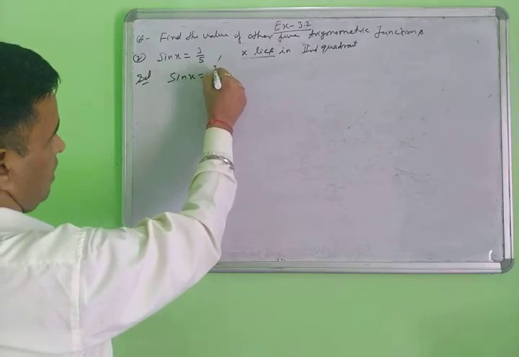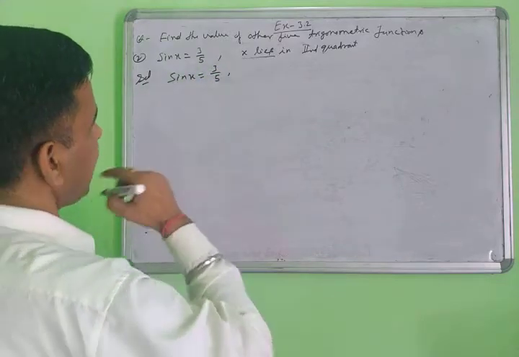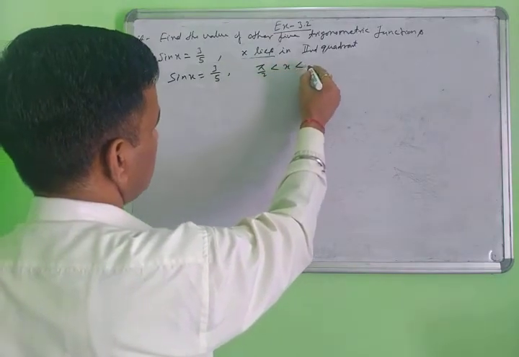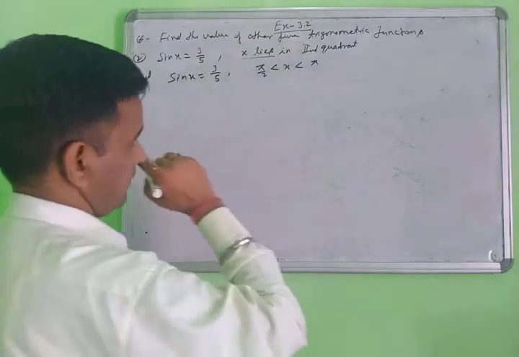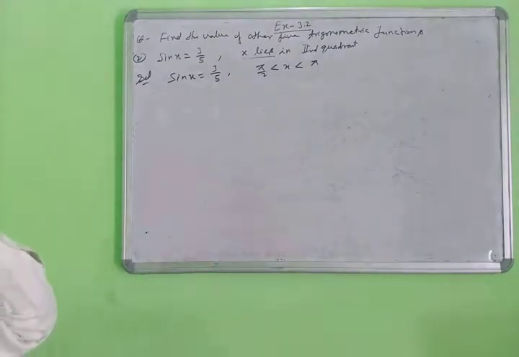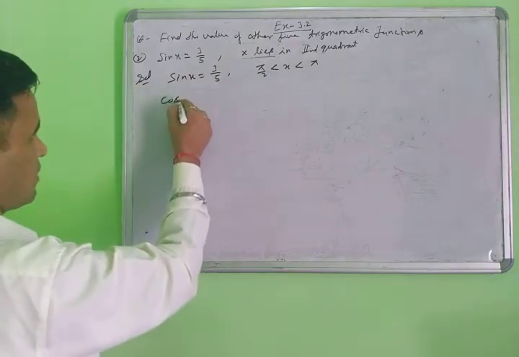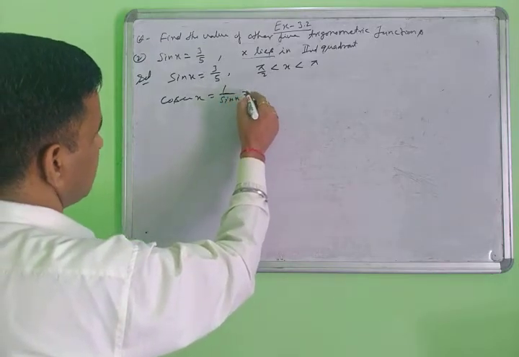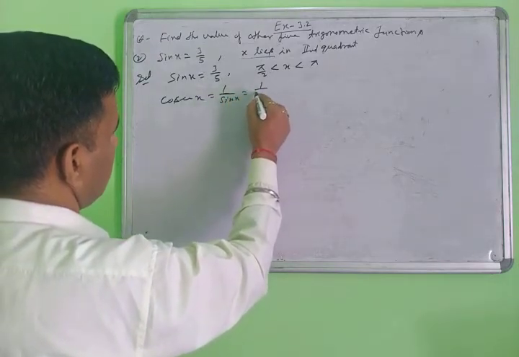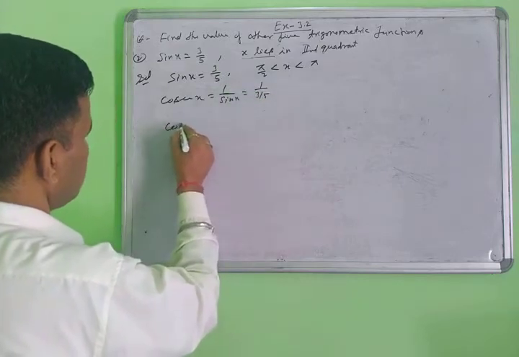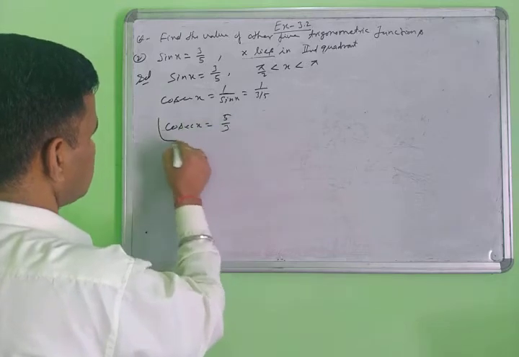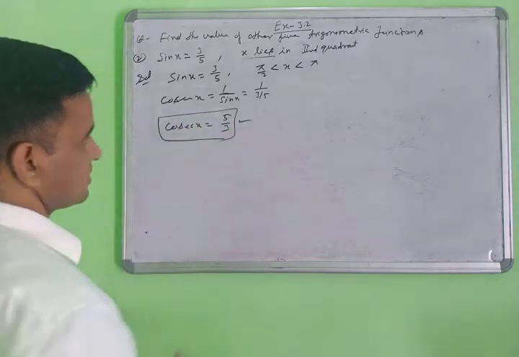Sin x equal to 3/5, where x lies in the second quadrant, means this will be pi by 2 is greater than x less than equal to pi. This is the second quadrant. So now look here. First value, cosec x equal to 1 upon sin x. 1 upon sin x equal to 1 upon 3/5. That means what value of cosec x? 5/3. First value you get, this is the first answer.